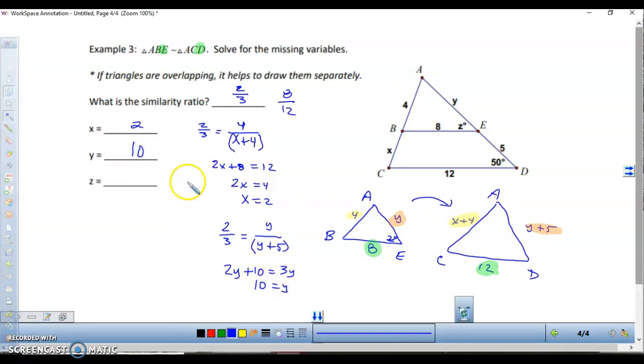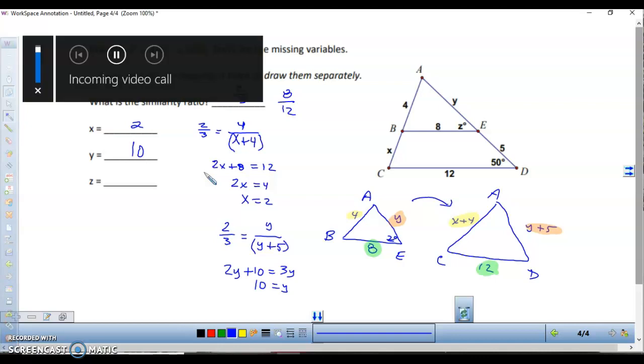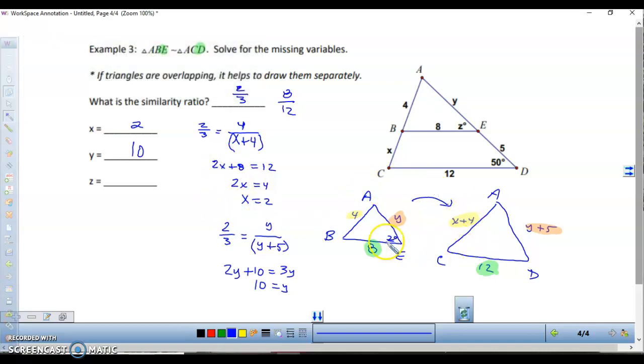And then last but not least, you guys, z. Z is the easiest one. And hang tight for me just one second. Z is the easiest one here. And it's just if angle E corresponds with angle D, and angle D was 50 degrees, then angle E must also be 50 degrees, so Z will be 50.